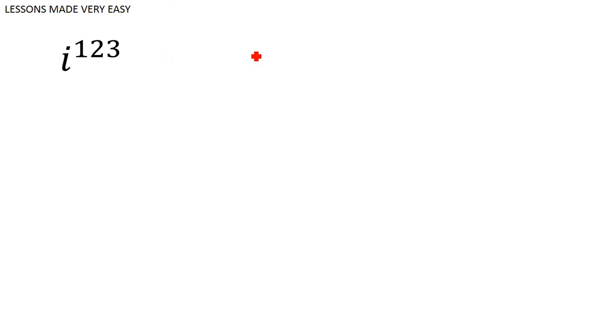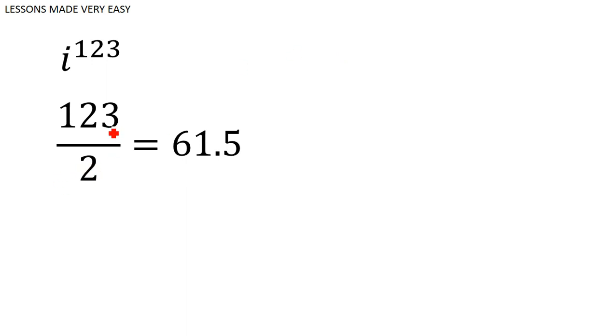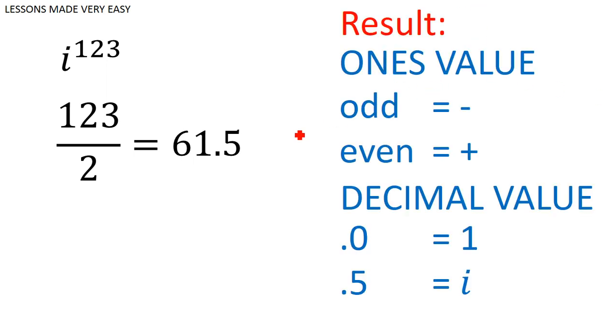i to the power of 123. So just divide by 2. The answer is 61.5, but we will convert that. This is the ones place, and this is the decimal place. This is odd, so that's why it's negative 1. And then the .5 is i, so that's why it's negative i.